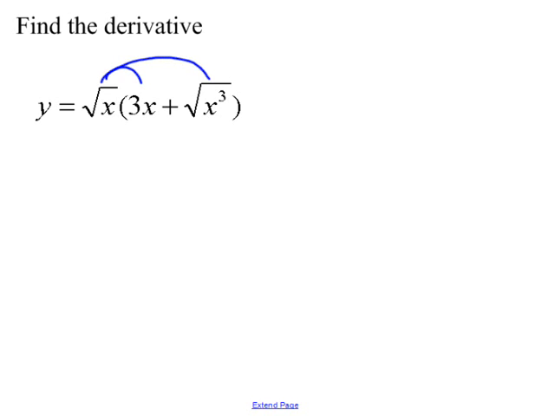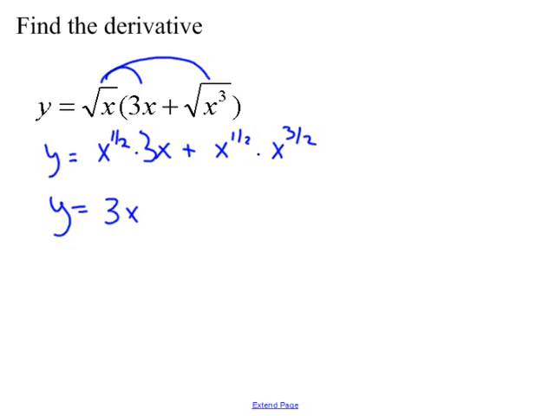Okay, so if I do that, I'm going to rewrite this as x to the 1/2 times 3x plus x to the 1/2 times x to the 3/2. Okay, and now I know that if I'm multiplying, I go ahead and add powers. So 1 plus 1/2 is 3/2. 1/2 plus 3/2 is going to be 4/2, right, or 2. Okay, so have I taken the derivative yet? No, I've just simplified it differently so I can easily use the power rule.